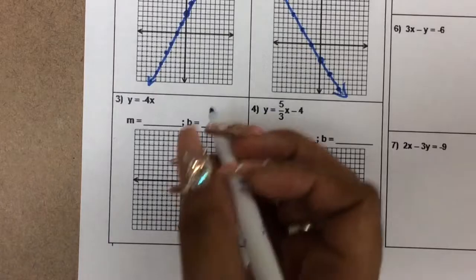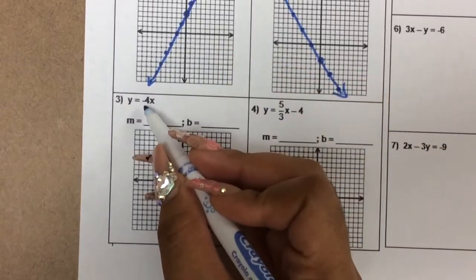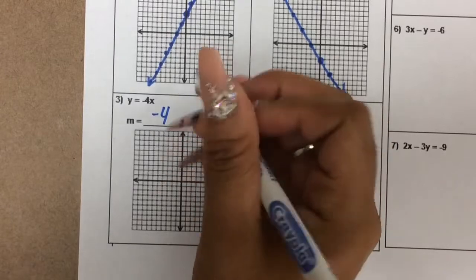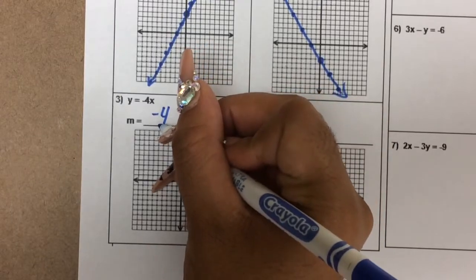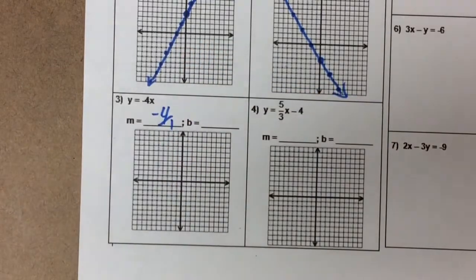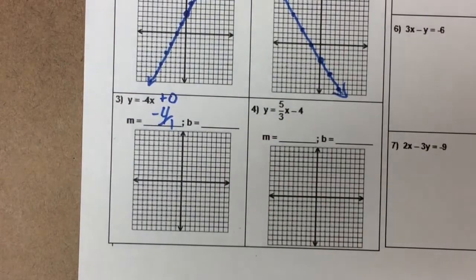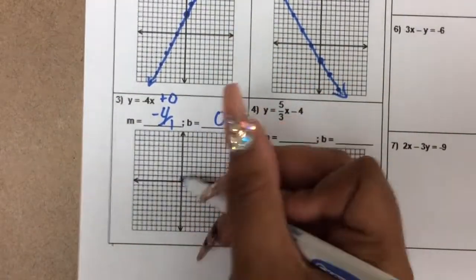Okay, number 3. My m is negative 4. So since it's not a fraction, I'm going to put it over 1. So negative 4 over 1. I don't have a b, so that means my b is 0. So that means I'm going to begin at 0 on the y-axis.